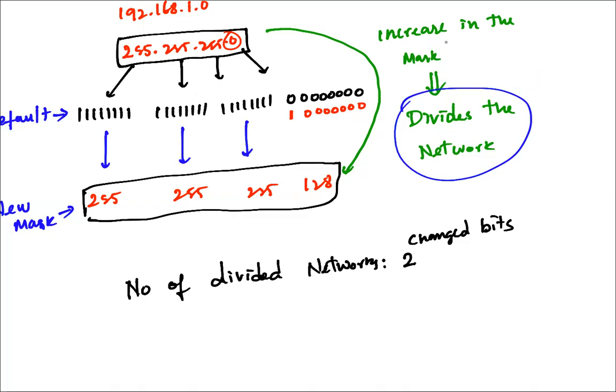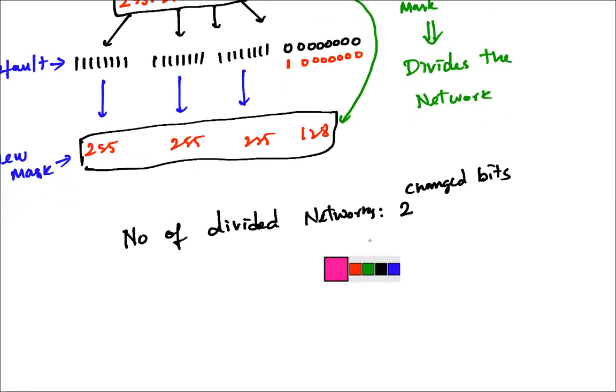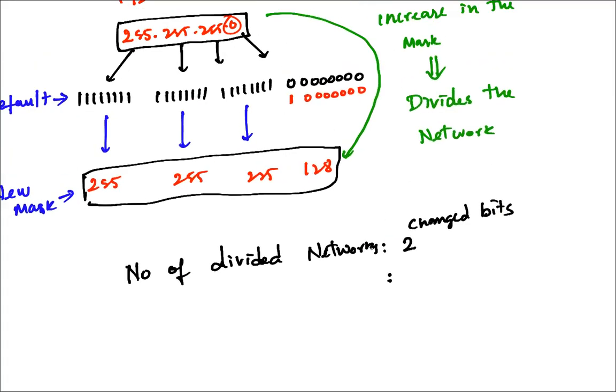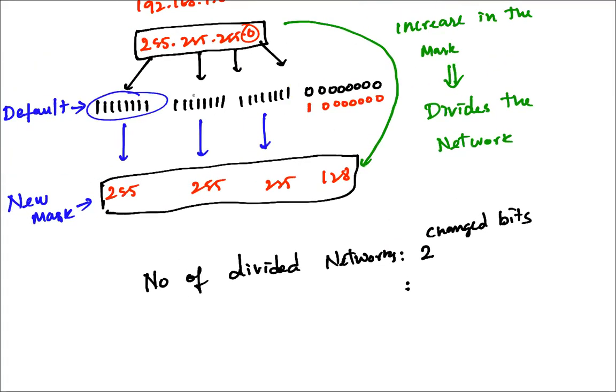So an increase in the mask divides the network, but how many divisions are we going to have? That can be identified with the formula 2 power changed bits. Now, how many bits got changed? Looking at the total mask, no changes here, no changes here, we made only one change. This is the only bit that we changed. So it is 2 power 1, which is 2 networks.